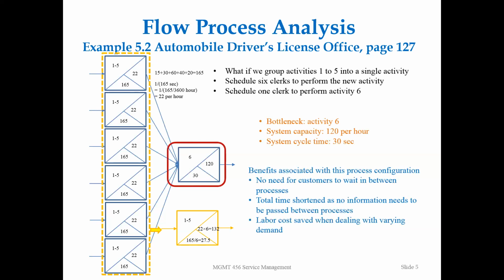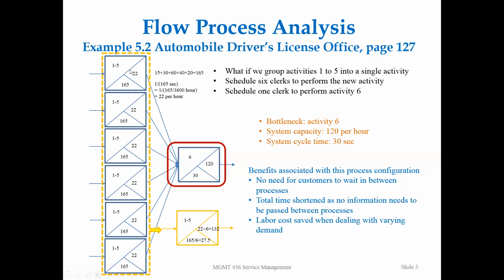So what's the benefit? This type of configuration has some benefits. Think about the DMV. First of all, there's no need for the customer to wait between processes. In the original configuration, each activity is handled by one person, so there are multiple lines customers have to join. But with the new configuration, we let one clerk handle activities 1 all the way to 5, so customers don't have to wait because everything is done by the same person. And the total time is shortened as no information needs to be passed between processes. One person handles everything, so no communication is needed.